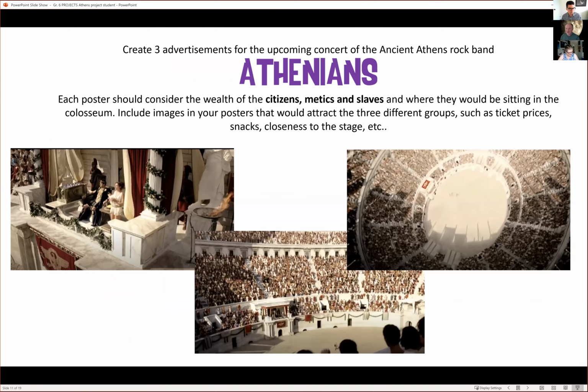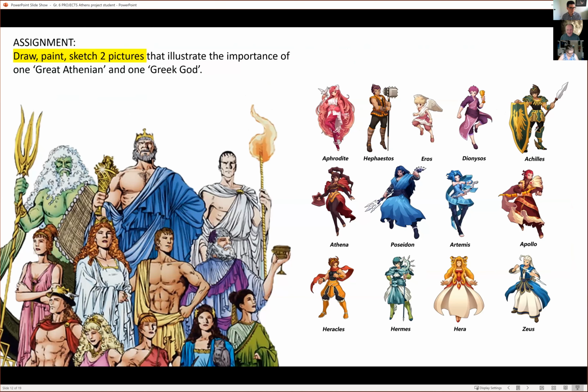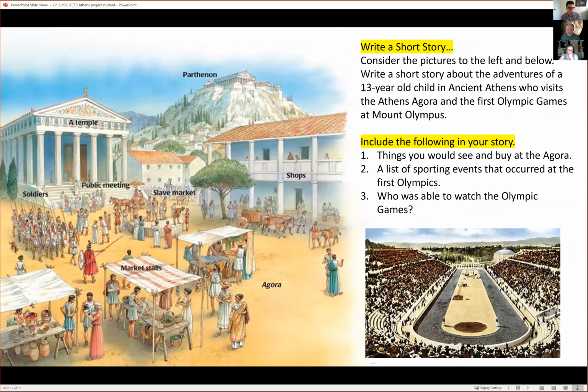Find something interesting in a poster and develop those posters. Another one was to then draw or sketch Greek gods. And some kids have really liked this idea because they can do cartoons or comic book type things. They can come up with their own kind of emojis with that as background information. And the last one is to write a short story. You're a 13-year-old child, and you're going on a vacation to ancient Athens to see what Athens Agora looks like, and what the very first Olympic Games in Mount Olympus looked like. So they would write what it was like to spend their holiday at those 2 spaces. So those are extension parts.